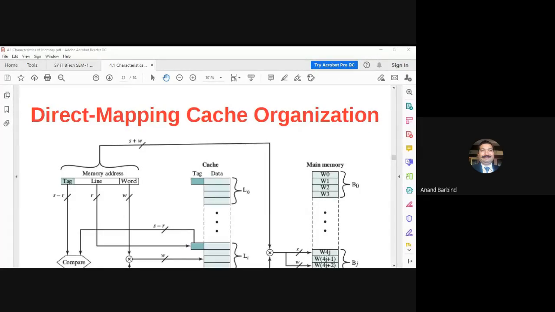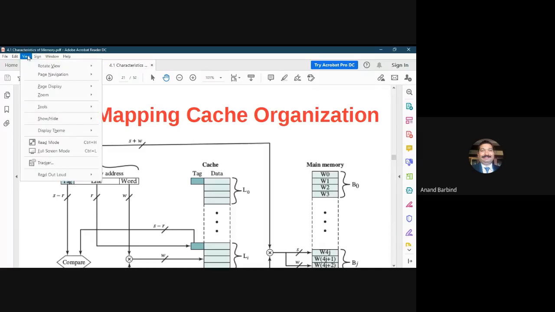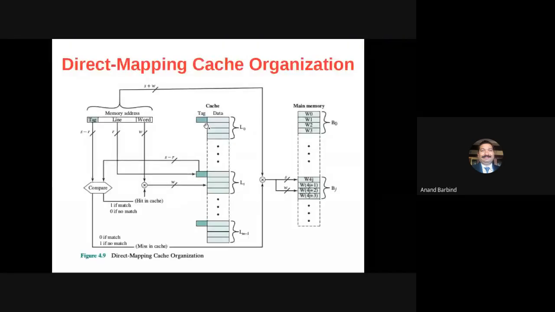Now let us start. In the last class, we have been discussing the memory mapping functions related to the cache. One of the simplest memory mapping functions for the cache is the direct mapping.